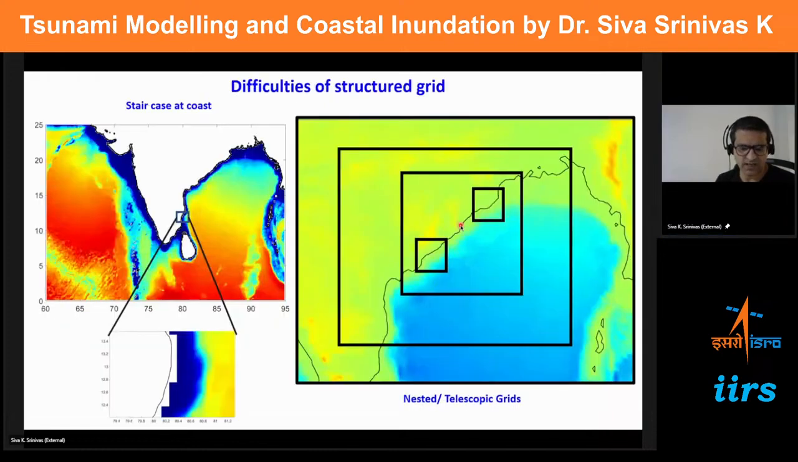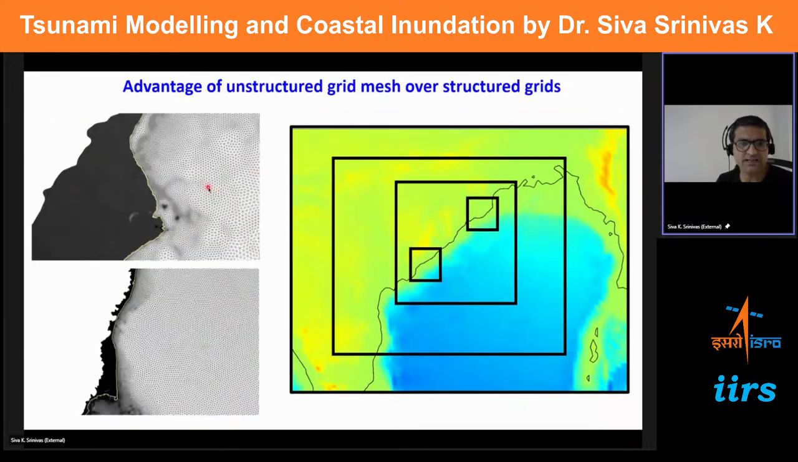That's it. Now here, for this methodology, we have used the finite difference method. There are a lot of drawbacks with the finite difference method. It uses nested telescopic grids, and the coasts are not well matched. So there are a lot of problems. If you want to have inundation, we need fine small grids, very high resolution grids. This takes a lot of time, and coding complexities will be there. So using structured grids, we have a lot of difficulties. So we go for unstructured grids.